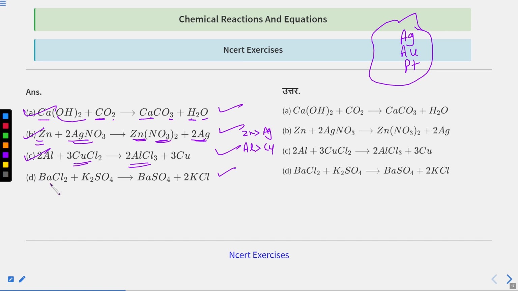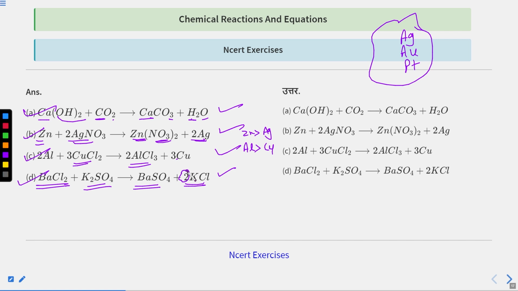In the aluminium equation you can see 2Al, 3Cu, and 6 chlorine on both sides. The last one is a double displacement reaction. Barium chloride is reacting with potassium sulfate, giving BaSO4, barium sulfate, plus 2KCl. For balancing this unbalanced chemical equation, we put a coefficient 2 in front of KCl, and now the equation is completely balanced.